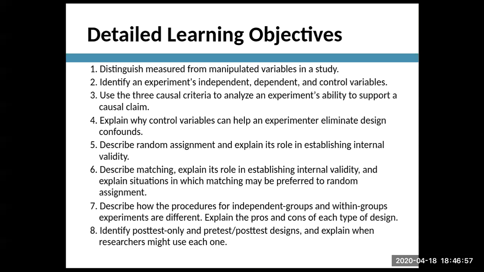Number 4, we will explain why control variables can help an experimenter eliminate design confounds. We talked about this idea of random assignment, and we kind of talked about it in terms of internal validity. I put it on a previous quiz, even though we didn't really need to worry about random assignment.